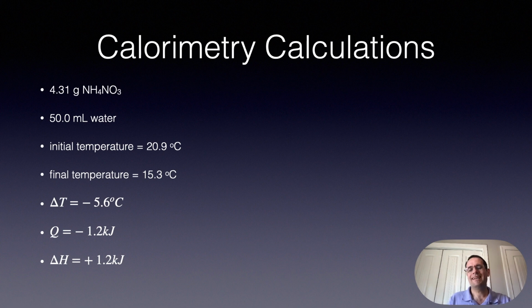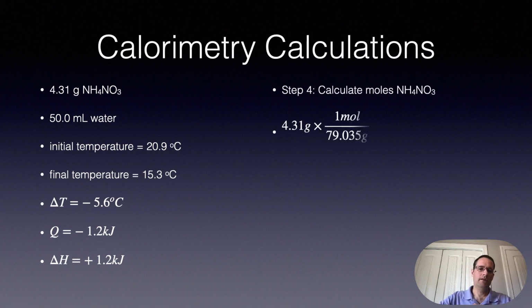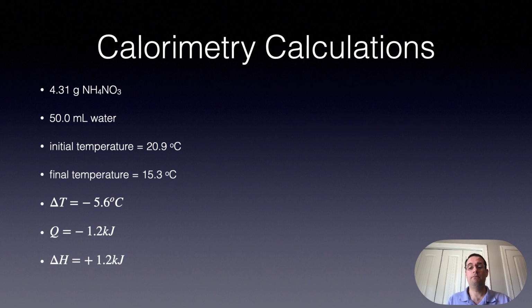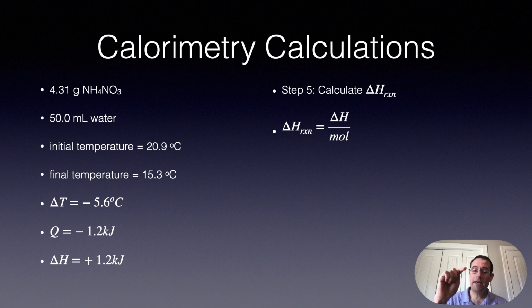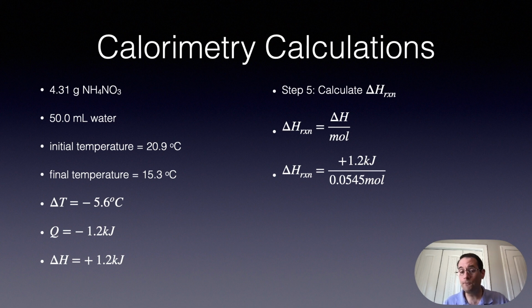Next, what we want to do is calculate the moles of ammonium nitrate. Here I'm just jumping past stuff that we've done previously many times. To go from grams to moles, you divide by the molar mass. So we get 0.0545 moles of ammonium nitrate. And now we want to calculate the delta H of reaction. I call this the change of enthalpy of the reaction, or the heat of reaction, because H just means heat, basically. So this is the formula you want to use. It's just delta H divided by moles. Delta H is 1.2, as we saw, and the moles is 0.0545 moles. And so when you divide these two, you get a positive value on your calculator of 22.0 kilojoules per mole.